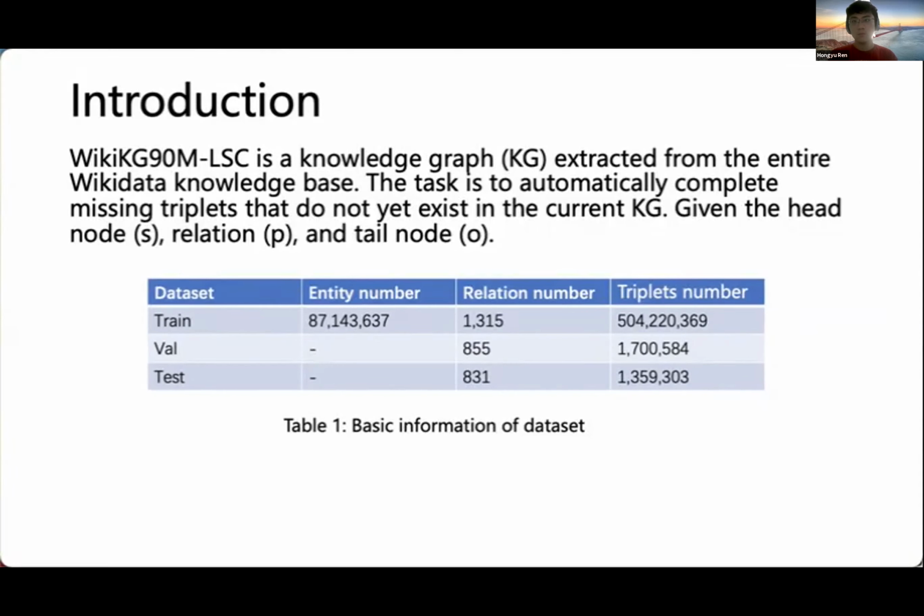First, I will introduce the details about this competition. The competition dataset is a knowledge graph extracted from the Wikidata knowledge base. The task is to automatically complete missing triplets that do not yet exist in the current KG, given the head node, relation, and the tail node. Table 1 shows the basic information of the dataset, including entity number, relation number, and triplet number.